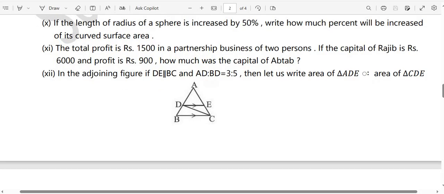Question number 12. In the adjoining figure, if AD is perpendicular to BC and AD to BD is equal to 6 to 5, then let us write the area of triangle ADE proportional to the area of triangle CDE. The given figure is now.